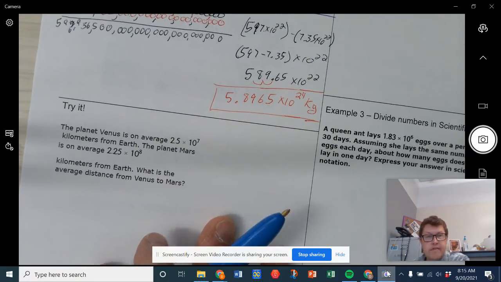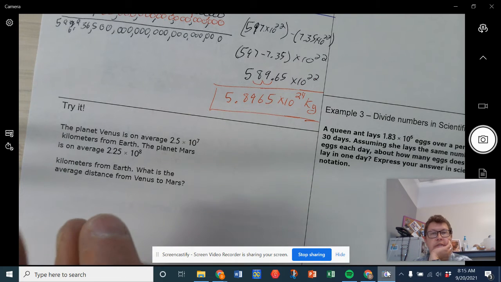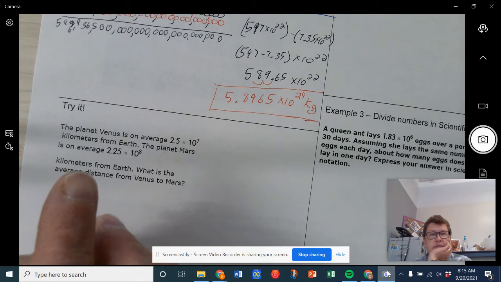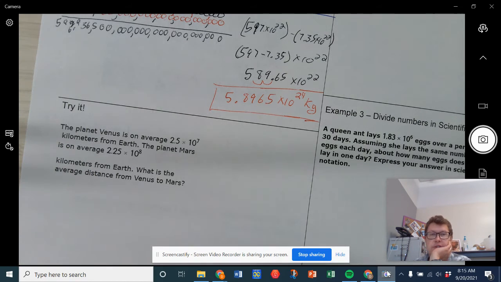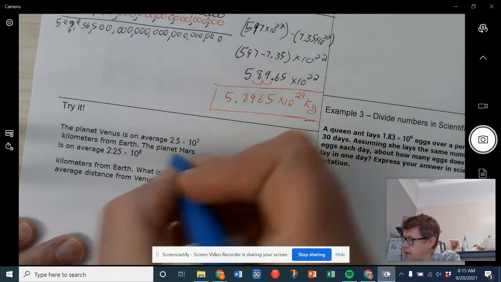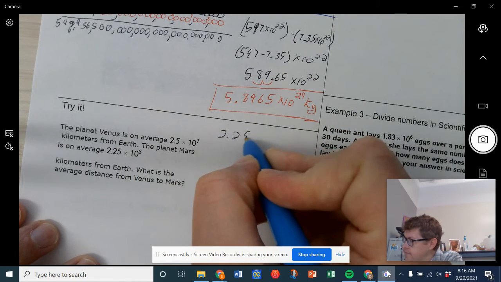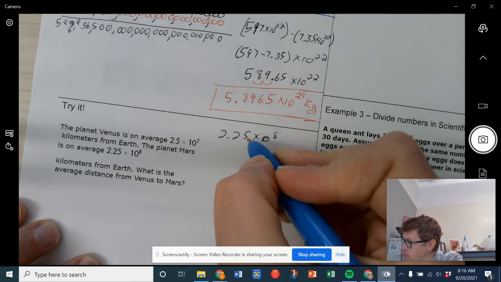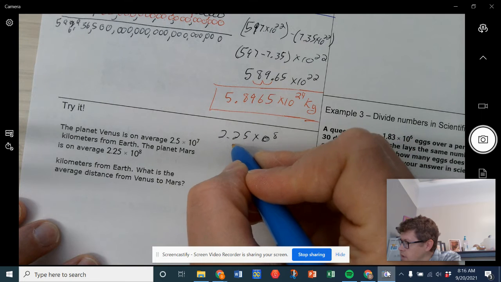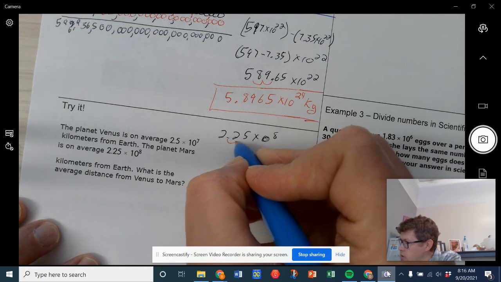We have the planet Venus is on average 2.5 times 10 to the 7th kilometers from Earth. The planet Mars is on average 2.25 times 10 to the 8th kilometers from Earth. What is the average distance from Venus to Mars? So you basically just subtract them right there, right? But you want to convert them to the same exponent first, right? So we're going to take that 2.25 times 10 to the 8th. We want to get an exponent of 7, so we move it over by 1. Boom, right there.